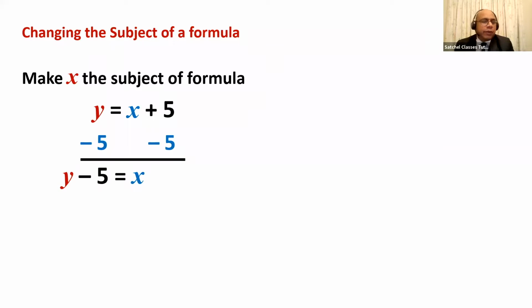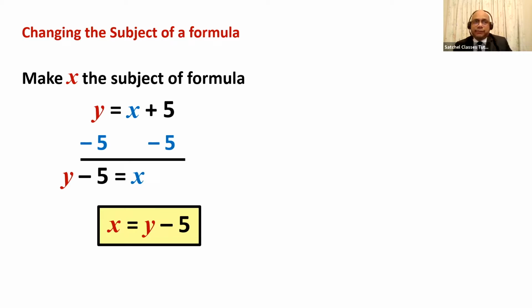So we are left with y minus 5 on the left hand side and x on the right hand side. So we know that x is on its own on one side of the equal to sign, which means you have indeed changed the subject to x. So the final answer is x equals y minus 5. So we started with y equals x plus 5, but we have now changed the subject to x. Okay, x equals y minus 5.